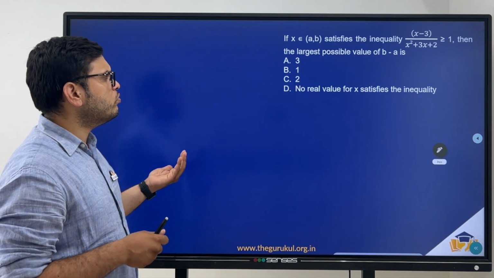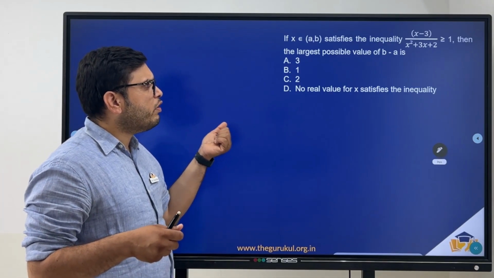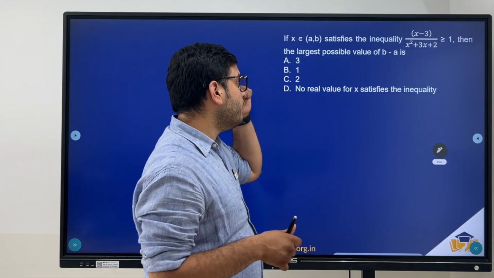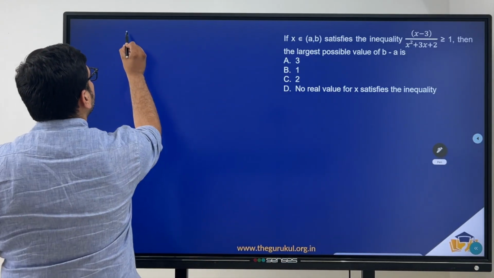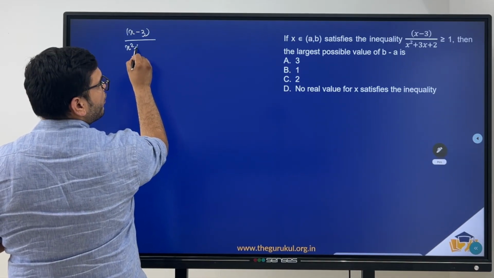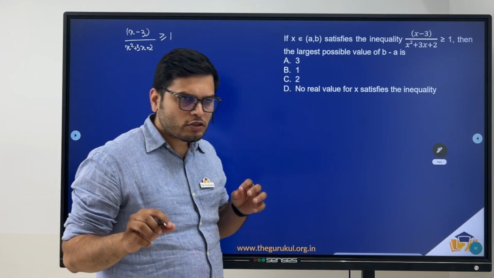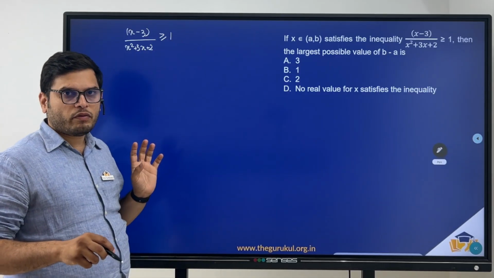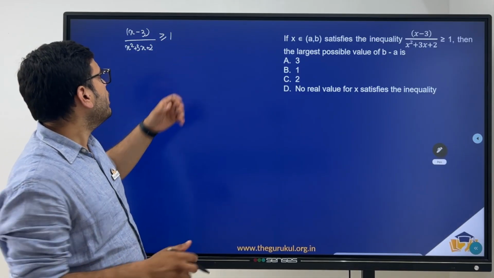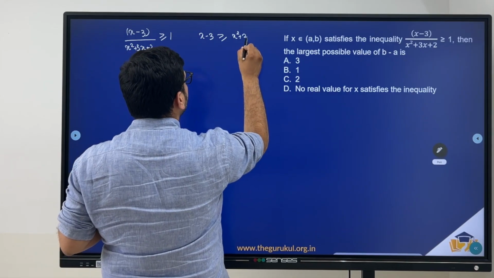If x belongs to (a, b) satisfies the inequality (x minus 3) by (x square plus 3x plus 2) greater than or equal to 1, then the largest possible value of b minus a is? So we have (x minus 3) by (x square plus 3x plus 2) greater than or equal to 1. Now what most students do is they'll just cross multiply x square plus 3x plus 2. So the inequality becomes x minus 3 is greater than or equal to x square plus 3x plus 2.